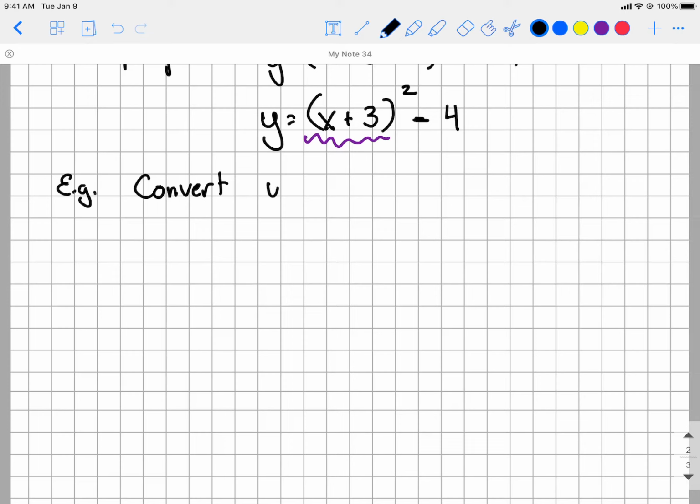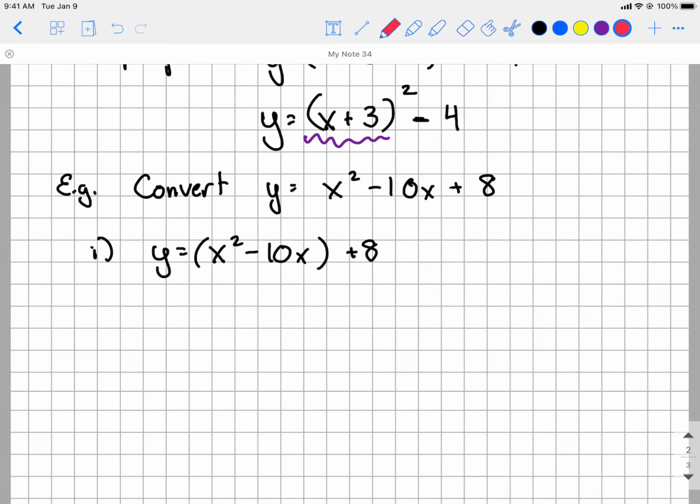So we're going to now look at y equals x squared minus 10x plus 8. So we'll go through all of our steps. Step 1, you'll remember, was just to put some brackets up. So we've got y equals (x squared minus 10x) inside brackets and plus 8.